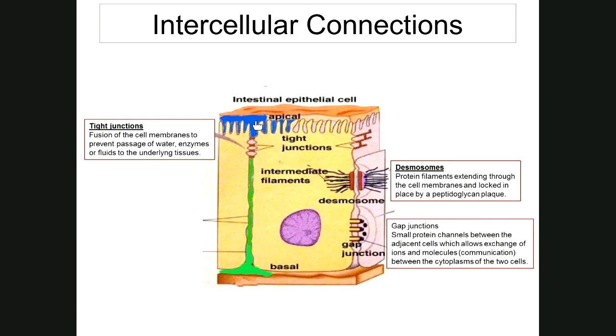The third type is called desmosomes. Desmosomes, the cells are held together by peptidoglycan secretions, these little protein filaments here, which are locked together by a protein plaque here. So it says protein filaments extending through the cell membrane and locked in place by a peptidoglycan plaque. So the fibers, protein filaments are going between the cells, and then there's a plaque here that locks them to where they can't slide anymore. And the cells are held together. And we'll see that on a future picture when we get to the skin, stratified squamous epithelium. We'll see these desmosomes again.